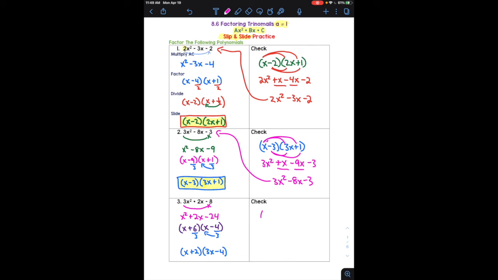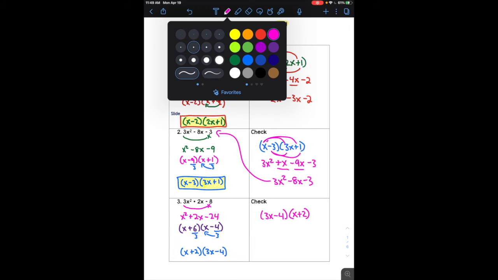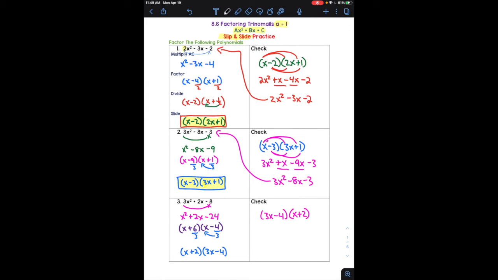Let's check to make sure our factors are correct. 3x minus 4 times x plus 2. If we are correct, our answer should be our original trinomial. 3x times x is 3x squared. 3x times 2 is 6x. Negative 4 times x is negative 4x. And negative 4 times 2 is negative 8. Combining our like terms in the middle, we do arrive at our original trinomial, 3x squared plus 2x minus 8.